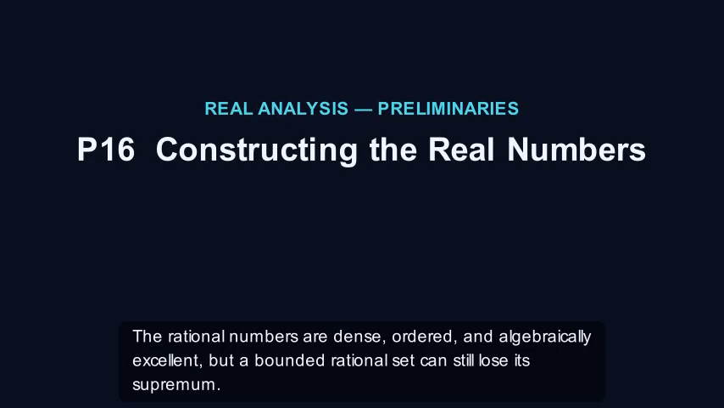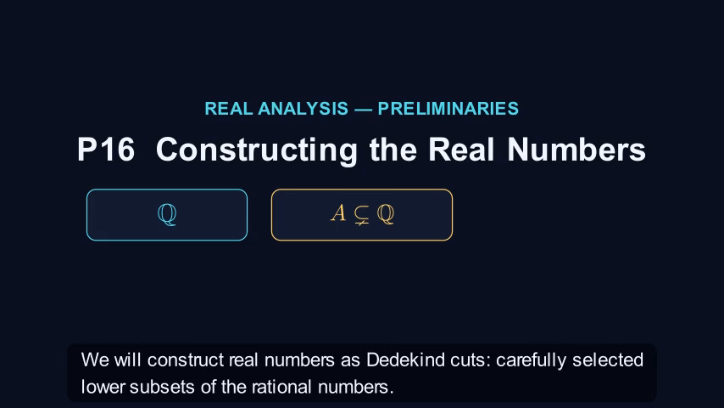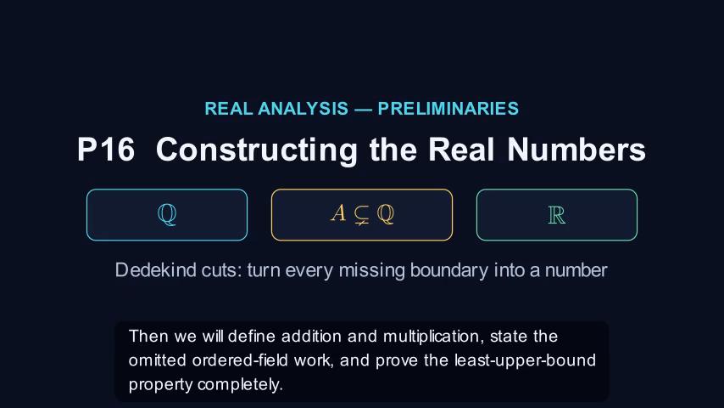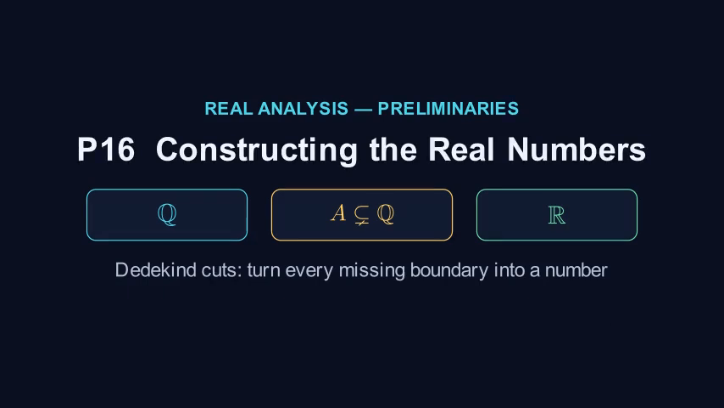The rational numbers are dense, ordered, and algebraically excellent, but a bounded rational set can still lose its supremum. We will construct real numbers as Dedekind cuts, carefully selected lower subsets of the rational numbers. Then we will define addition and multiplication, state the omitted ordered fieldwork, and prove the least upper bound property completely.